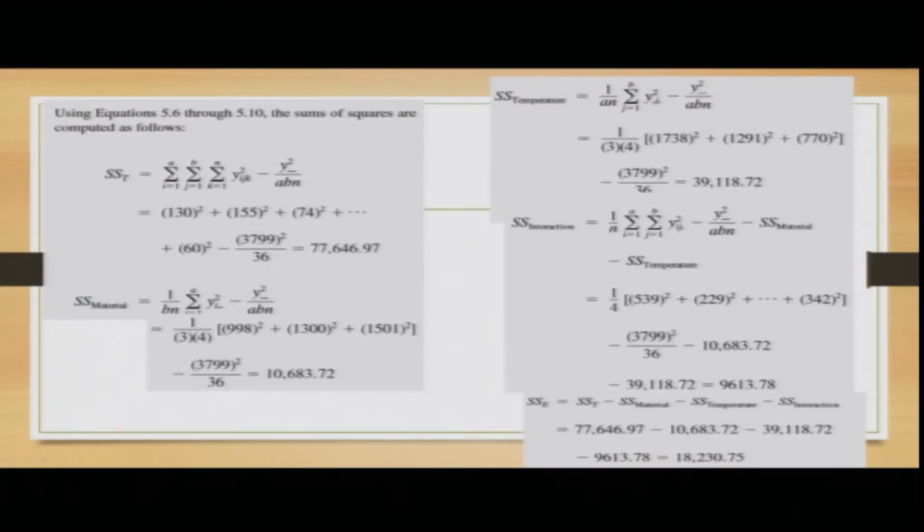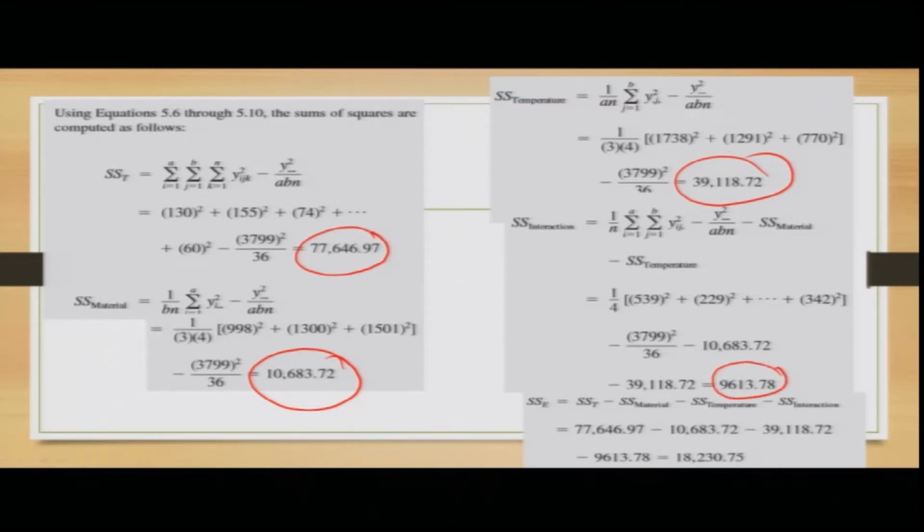So, using the equations, one can find that the sum of squares of the totals comes out to be 77,646.97. For the material type, which is one of the factors I have considered, it comes out to be 10,683.72. For the temperature, which is the second factor, if you remember A and B, consider A as the material and B as the temperature. So, SSB, for the temperature, comes out to be 39,118.72.